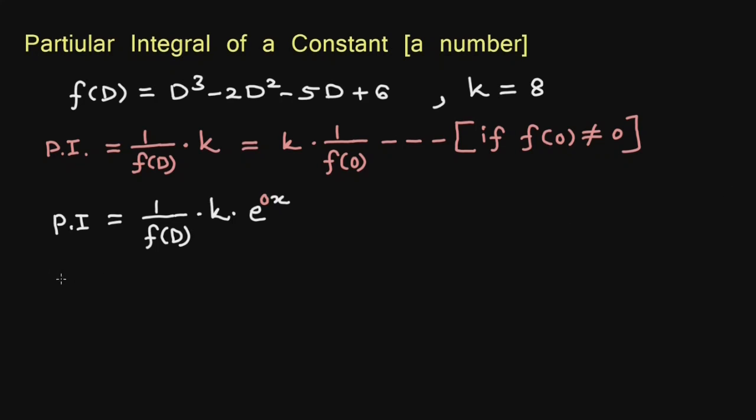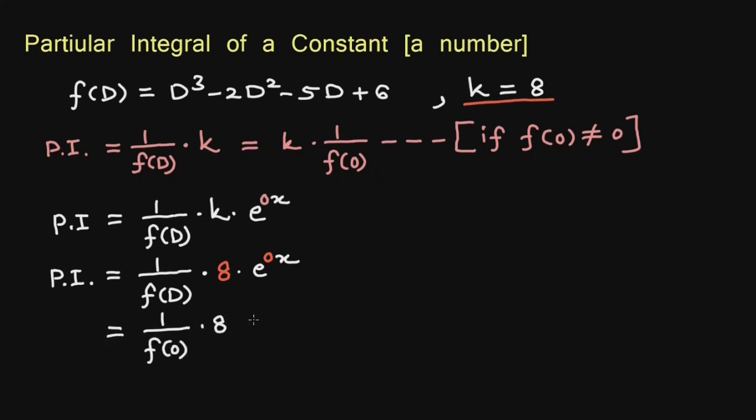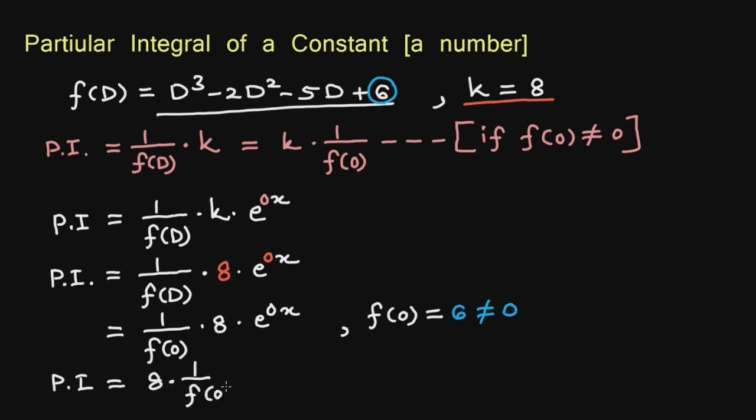Suppose we want to find the particular integral of the number 8, where k is 8. We write 8 into e raised to 0x. This will be 1 upon f(0) times 8 e raised to 0x. Let us check if f(0) is 0. So f(0) will be just 6, which is not equal to 0. So it will be 8 into 1 upon f(0), 8 upon 6, 4 upon 3. So here the particular integral is 4 upon 3.